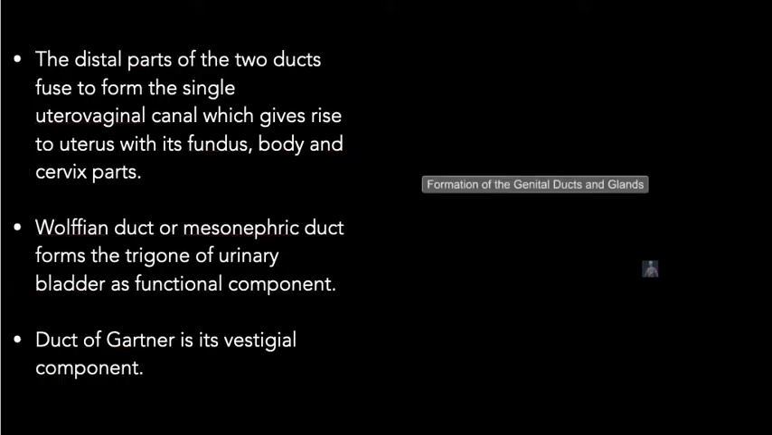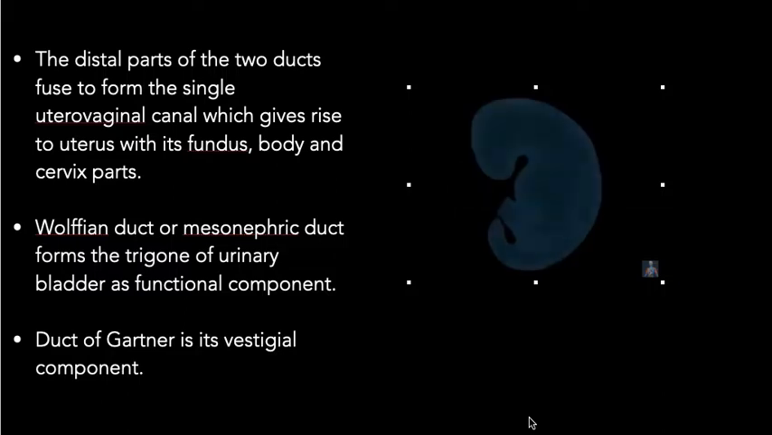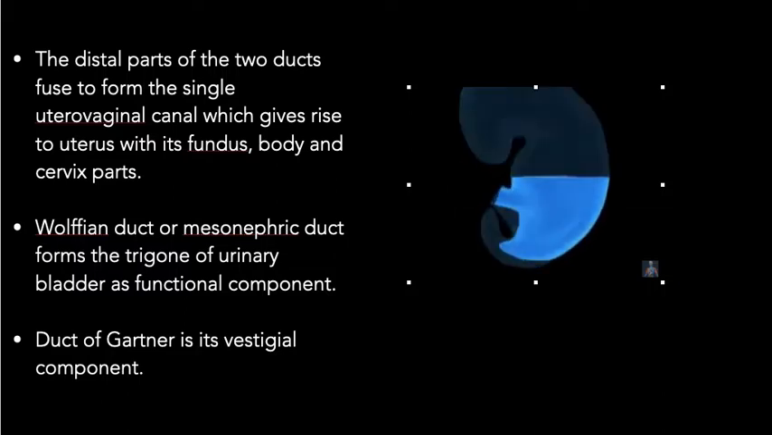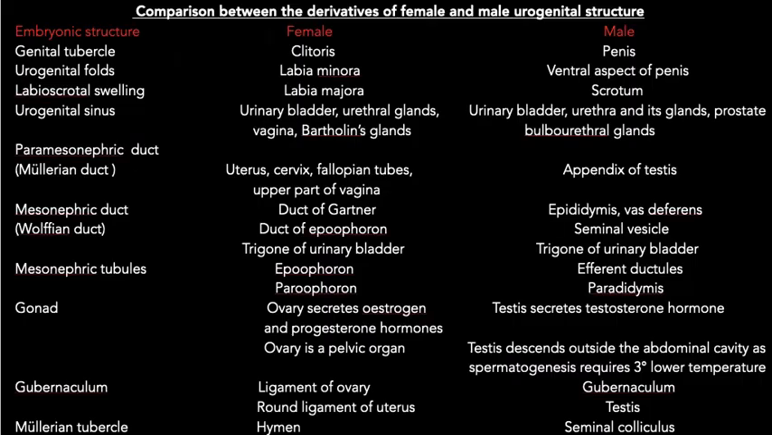Now, the distal parts of the two ducts fuse to form the single uterovaginal canal, which you saw previously, which gives rise to the uterus with the fundus, body and the cervical part. The Wolffian duct or the mesonephric duct forms the trigone of the bladder as a functional component, the duct of Gartner being a vestigial component. So I think it's the same video, you have seen it before.